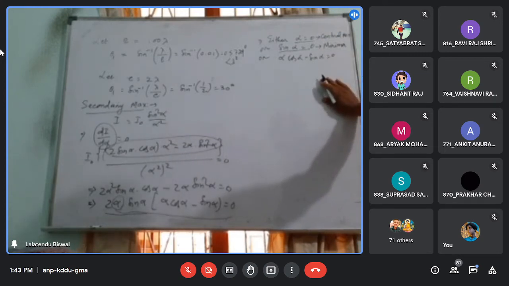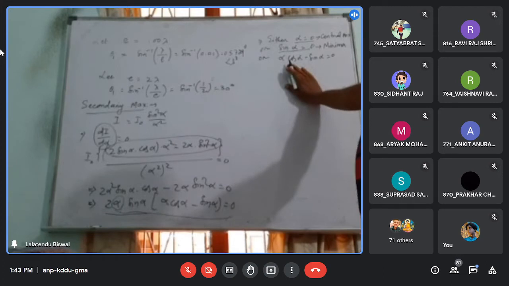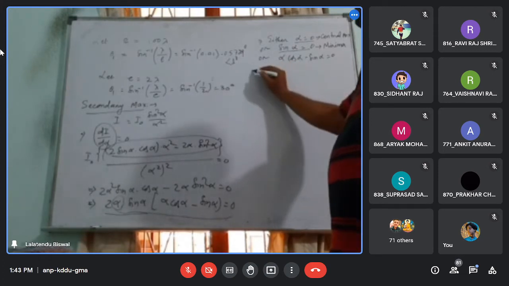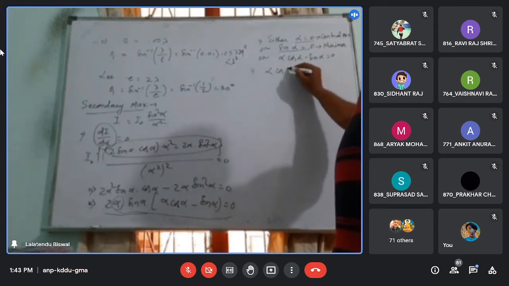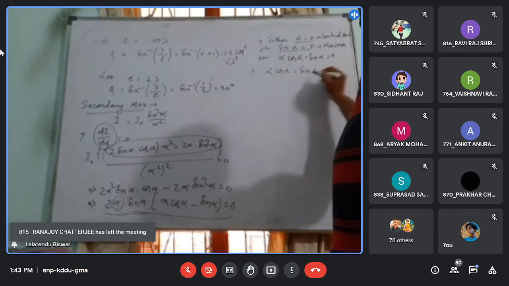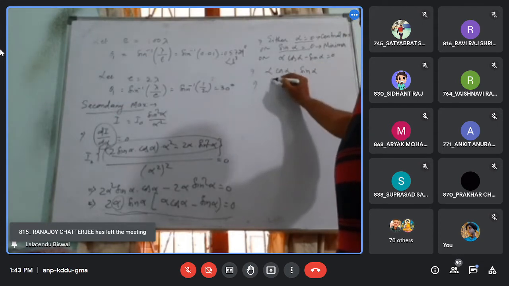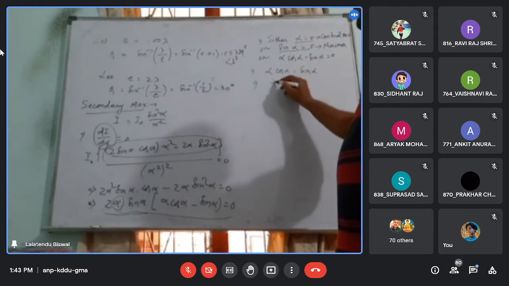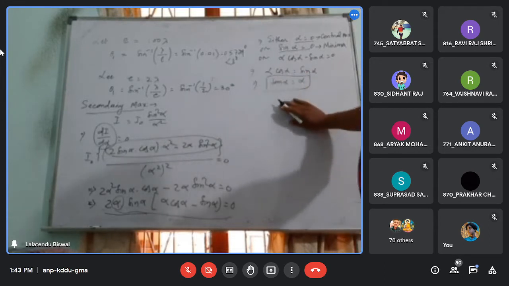So it is obvious that the position of secondary maxima may come from here. That means alpha cos alpha should be equal to sin alpha, giving me tan alpha. Sin alpha by cos alpha is tan alpha. Tan alpha is equal to alpha. So any alpha that satisfies this condition will give you the positions of theta, values of theta for which secondary maxima will occur.